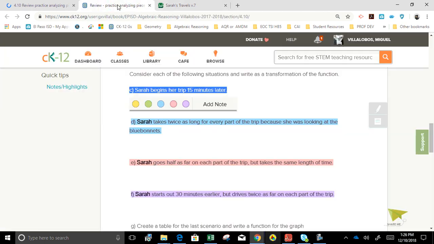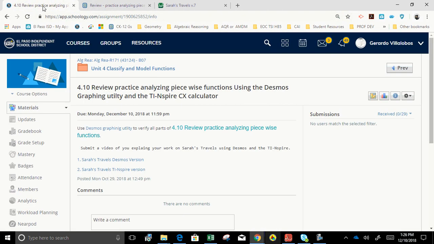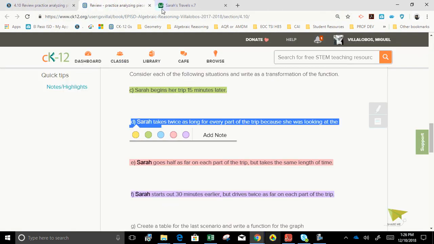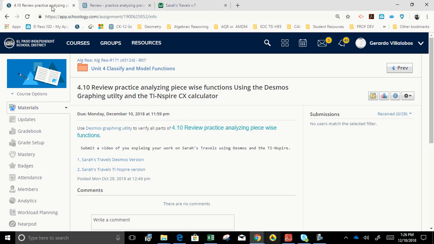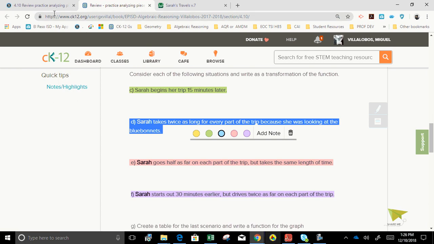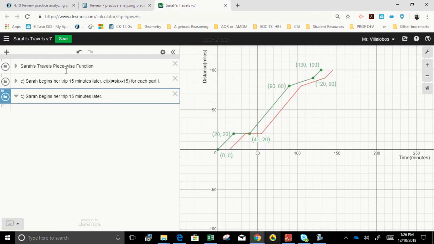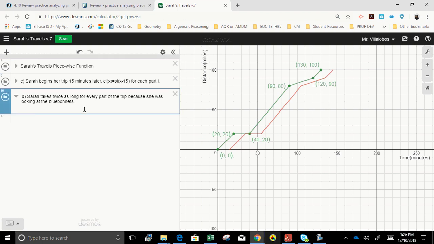Then go here, and I'm going to go to the part where she takes twice as long. Copy that. And put it here and say part. Oops, that's not what I want. Go back here. I said Control C that. Come back here. Control A, Control V. That's what I meant to say. So, Sarah takes twice as long because she's looking at the blue bonnets.